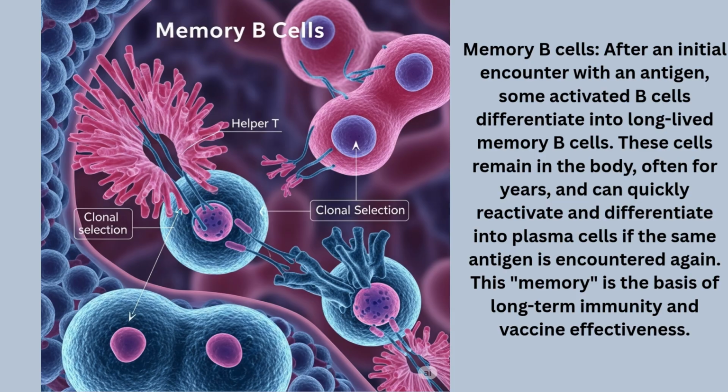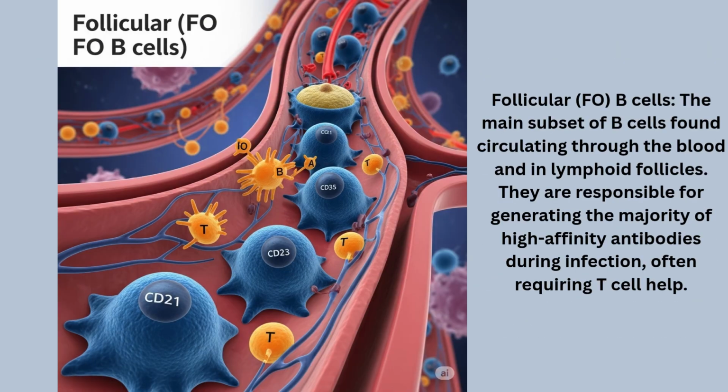Memory B cells. After an initial encounter with an antigen, some activated B cells differentiate into long-lived memory B cells. These cells remain in the body, often for years, and can quickly reactivate and differentiate into plasma cells if the same antigen is encountered again. This memory is the basis of long-term immunity and vaccine effectiveness.